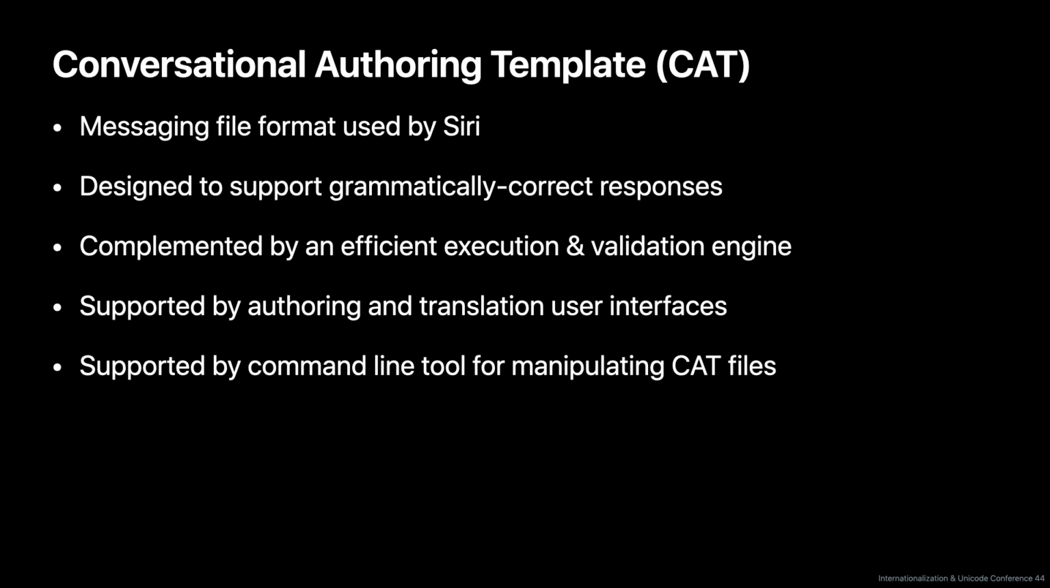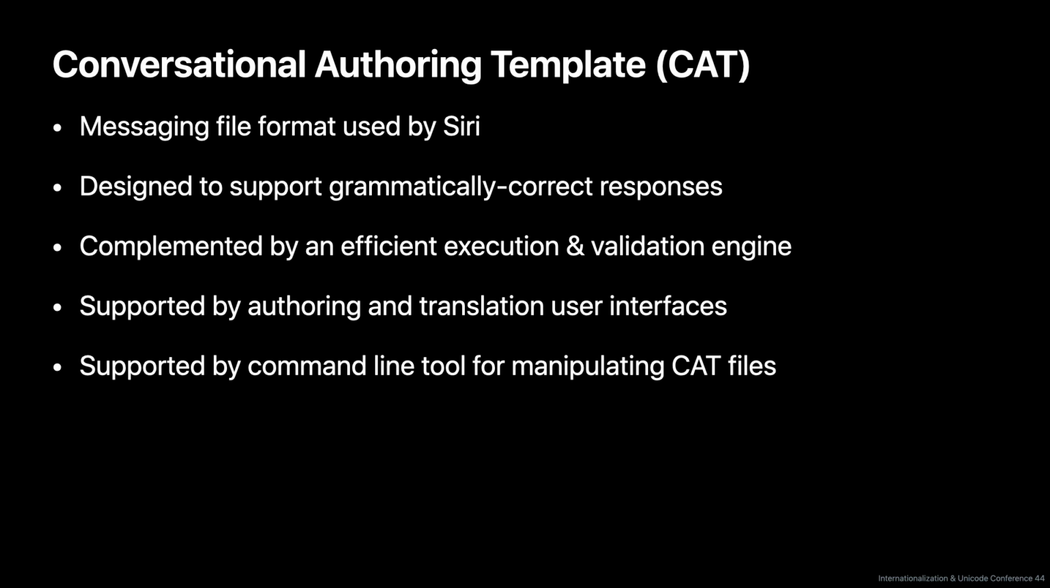The primary function of this library is to read files in the CAT format and execute them, which means to expand out any runtime parameter values, perform any localized inflections, and generally create a fully resolved string to display or speak to the user. This library also provides a validation function to ensure that CAT files are syntactically and semantically correct. This is an important part of ensuring that we don't ship dialogue to our customers that will break or produce invalid results.